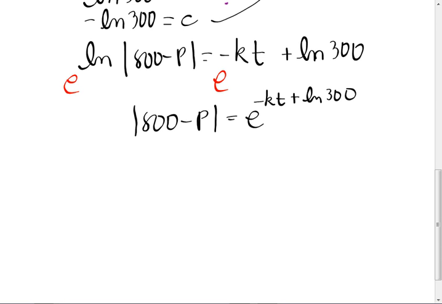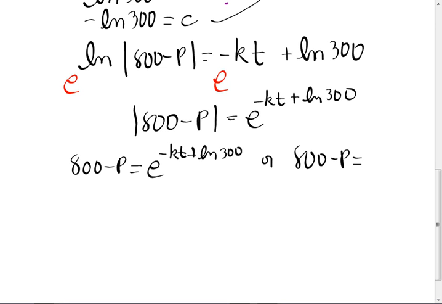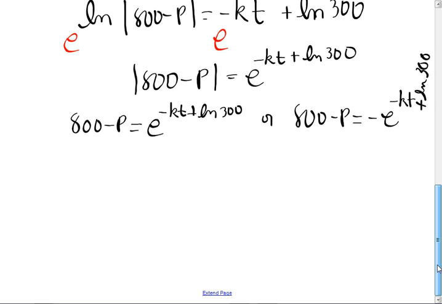Okay. So now you're going to get 2 possibilities. 800 minus p is equal to e to the negative kt plus the log of 300, or 800 minus p is equal to negative e to the minus kt plus the log of 300. Now, which one's going to work? It went through the point 0, 500. It's the positive one, I think. Put in 0, 500. That's going to give you 300 equals e to the log of 300. Yes.